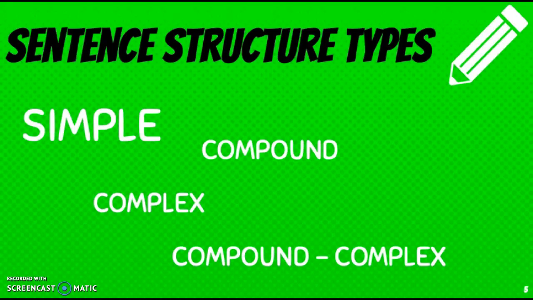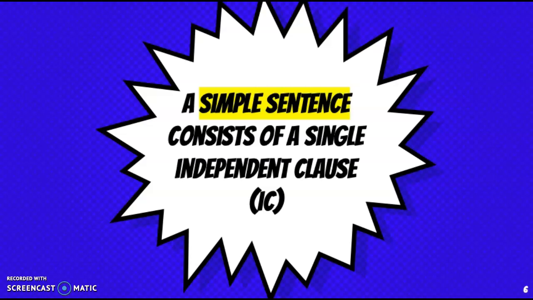More and more you'll notice I move away from the term complete sentence and start using the term independent clause almost exclusively. When we start breaking down each sentence type, we'll discover how the multiple clauses and phrases that make up or constitute each sentence structure work together to create a complete simple sentence, a complete compound sentence, a complete complex sentence, or a complete compound complex sentence. A simple sentence consists of a single independent clause, or IC.